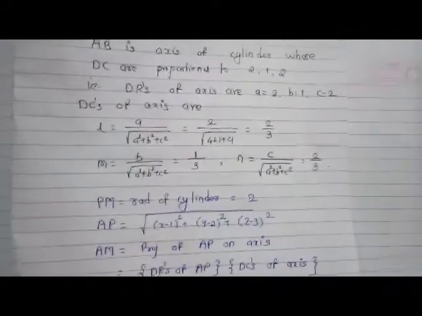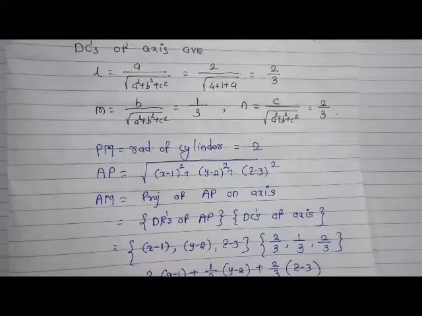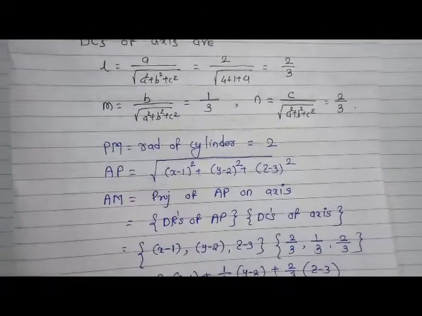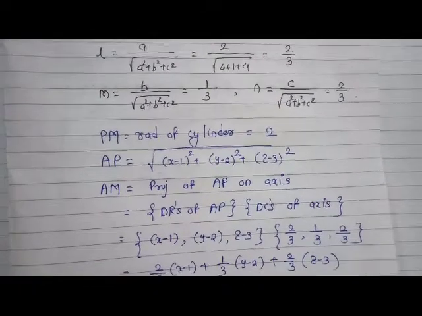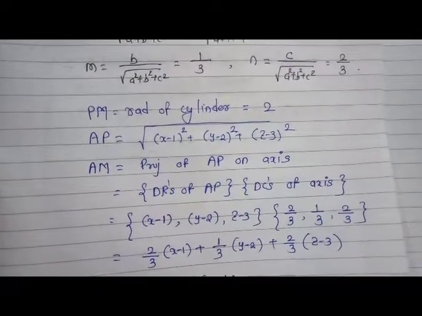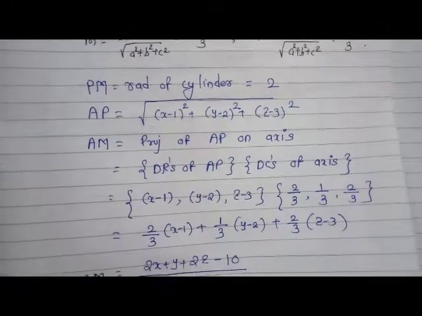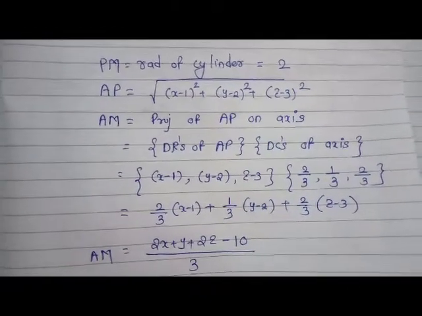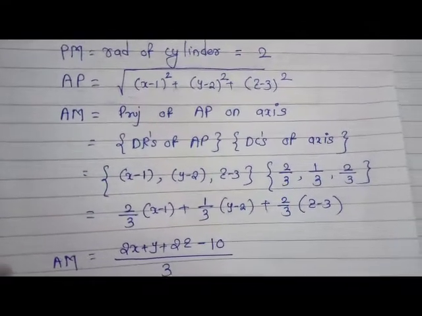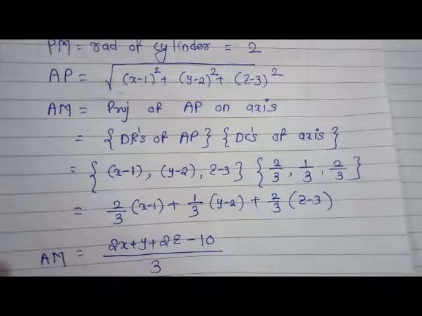Now take the different distances. PM, the radius of the cylinder, is equal to 2. AP by the distance formula is the square root of (x minus 1) square plus (y minus 2) square plus (z minus 3) square. Then AM, as usual, is the projection of AP on the axis, given by the direction ratios of AP times the direction cosines of the axis. Direction ratios of AP are x minus 1, y minus 2, z minus 3. Direction cosines of the axis are 2 by 3, 1 by 3, 2 by 3.